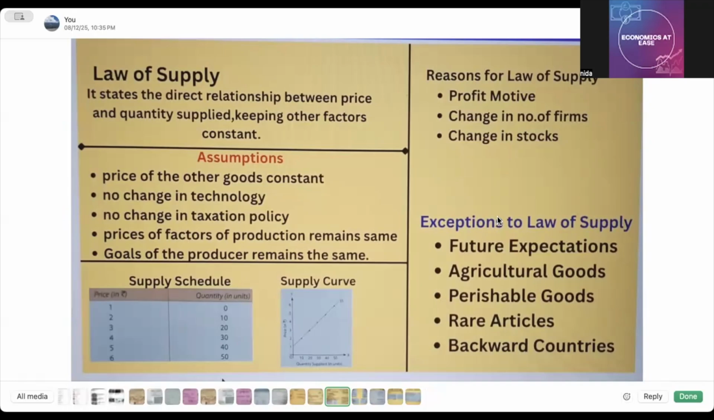Then exceptions. Exceptions means where the law of supply doesn't work or does not operate. Okay. So, future expectations: if sellers expect a fall in the price in future, then the law of supply may not hold true. Then agricultural goods: if the production depends on climatic conditions or unforeseen changes, then supply cannot be increased even at higher prices.